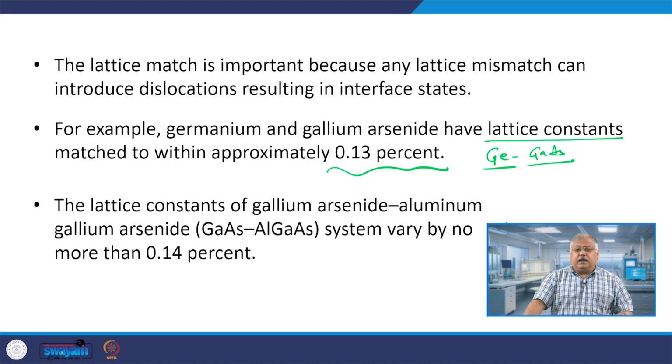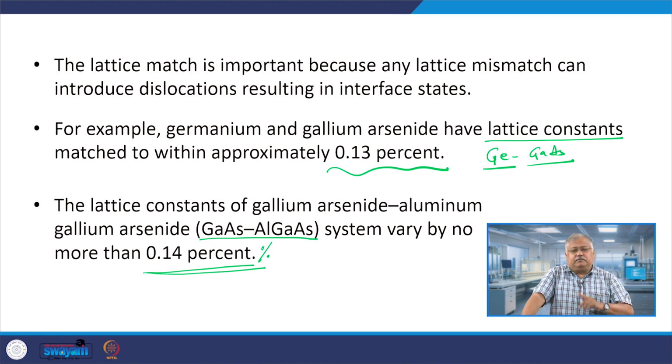Similarly, if you take GaAs and AlGaAs, which is this one, the gallium arsenide and aluminum gallium arsenide system, then the difference is approximately 0.14%, right. The difference is just 0.14%. So, the lattice constant difference between the two is so small that you will never find interface states coming into the picture. Moreover, interface states also have a problem, and the problem is that these are temperature dependent states.